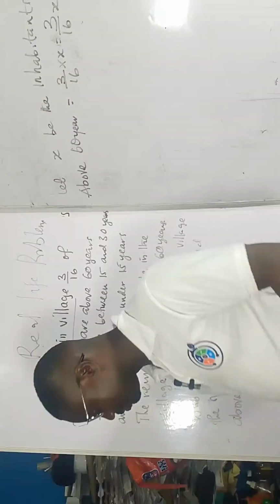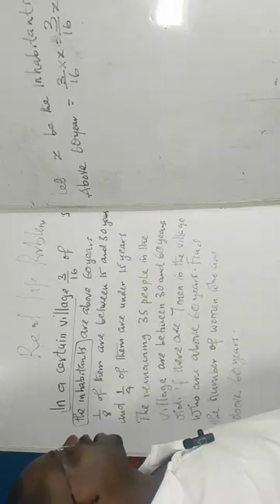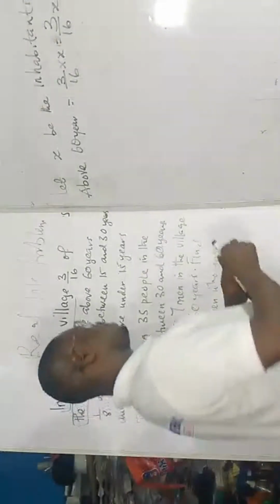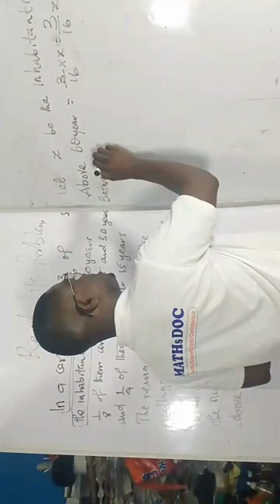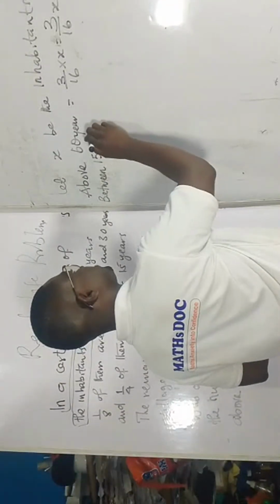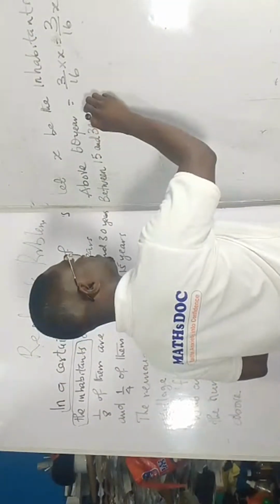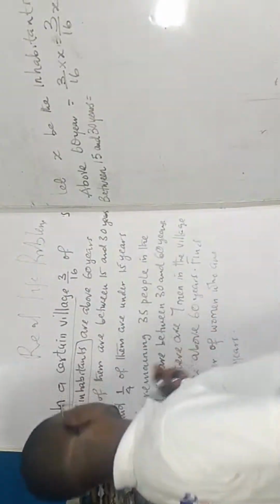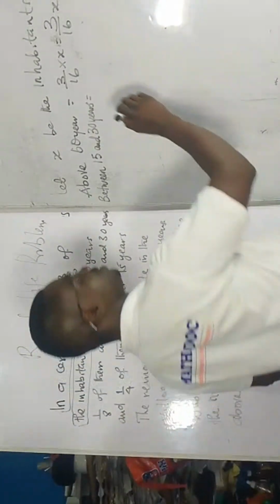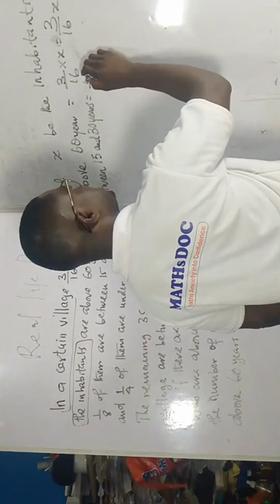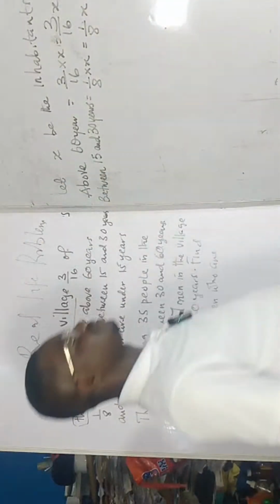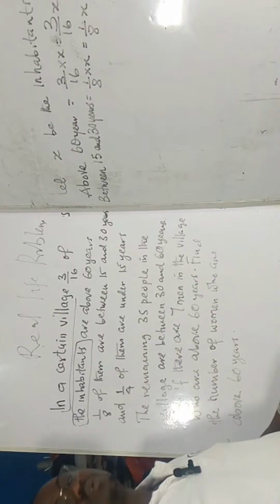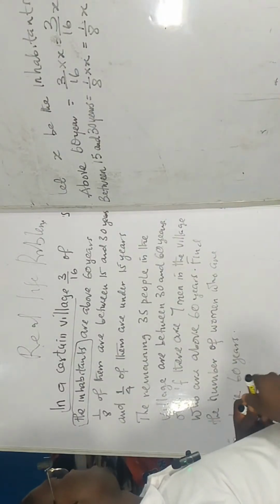We have that 1/8 of them are between 15 and 30 years. So let's write between 15 and 30 years, and they are saying it's 1/8. So you write 1/8 times x. So it's 1/8 x, right? So we are done with this one.